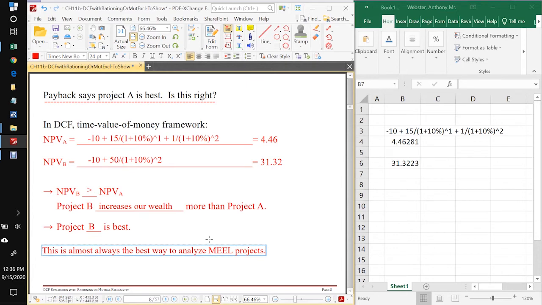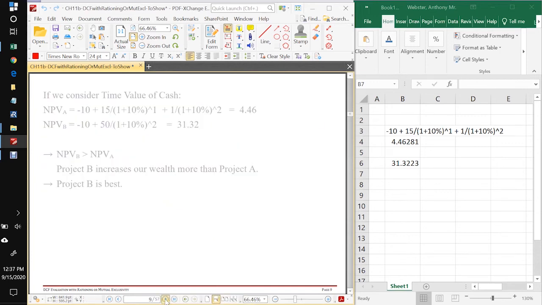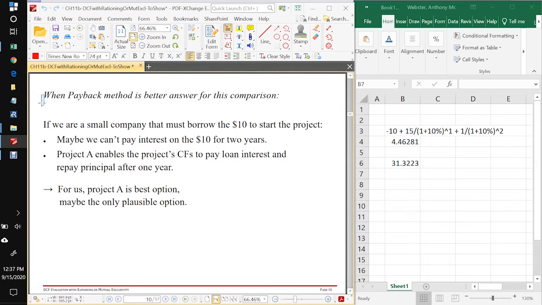Okay. This is almost always the best way to analyze mutually exclusive equal length projects. Just look at them both, compute the NPVs, and whichever one has the bigger NPV, that's the one you choose. Why? Because it maximizes the increase in our wealth. Okay, but when might the payback period be the better answer?